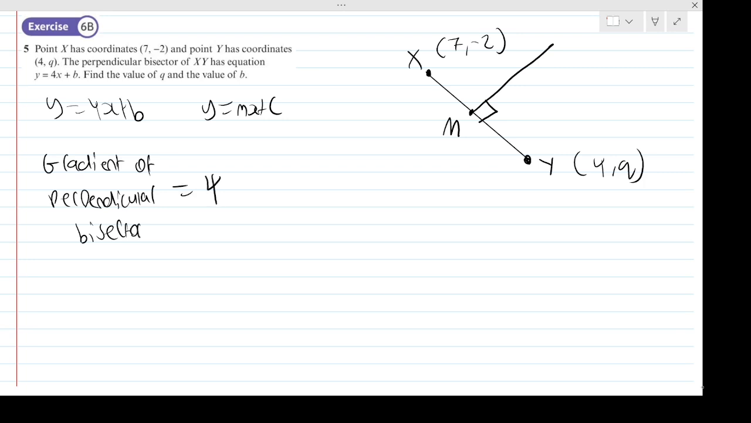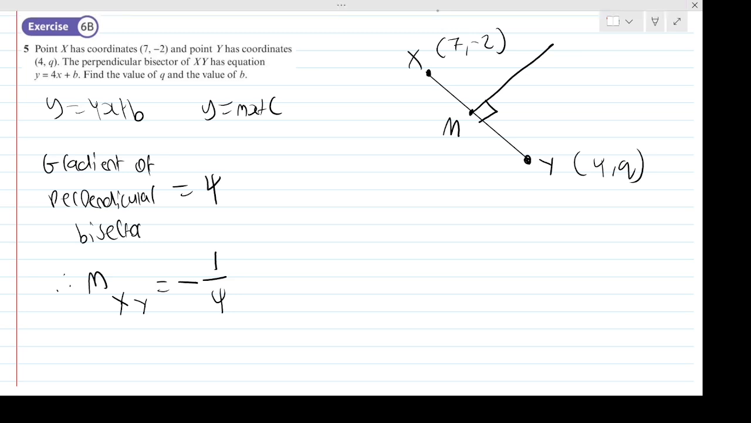Well, then we can use that to work out the gradient of the line xy. So that means the gradient of xy, mxy, because it's perpendicular, has to be the negative reciprocal again, right? So negative, and then flip it, well, 4 will go to a quarter, okay? Remember, 4 is like saying 4 over 1. Then you can flip the fraction to be 1 over 4. And there we are. We get this negative reciprocal to be the gradient of the line xy.